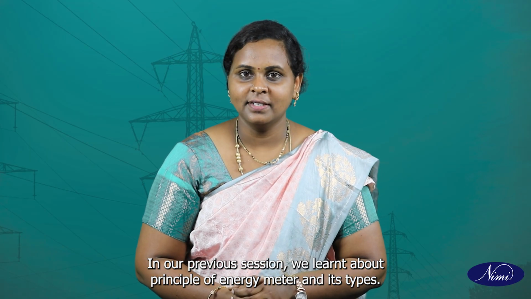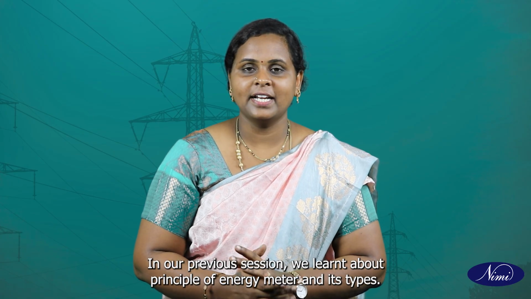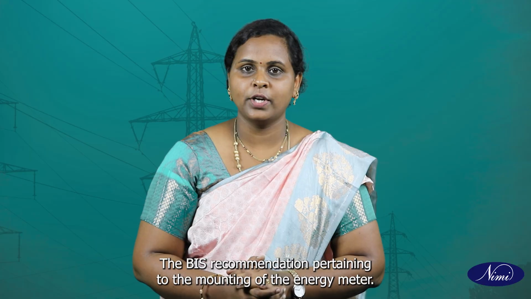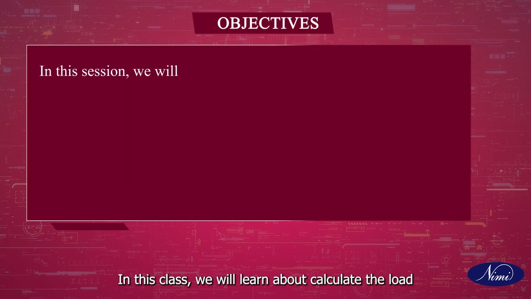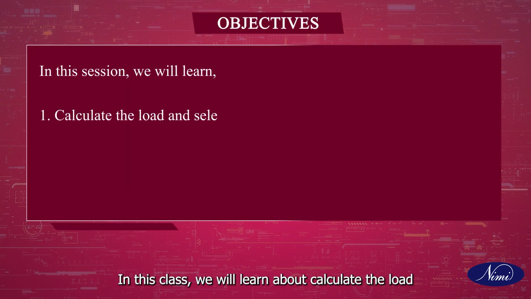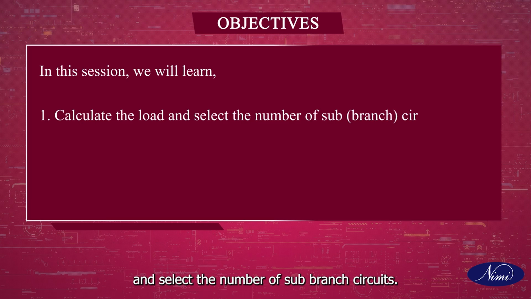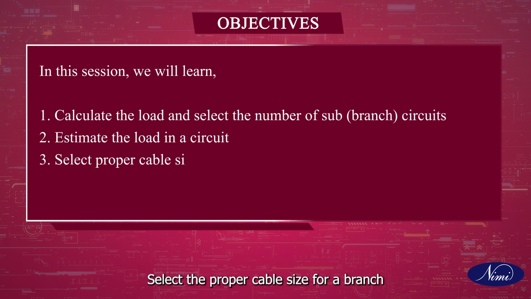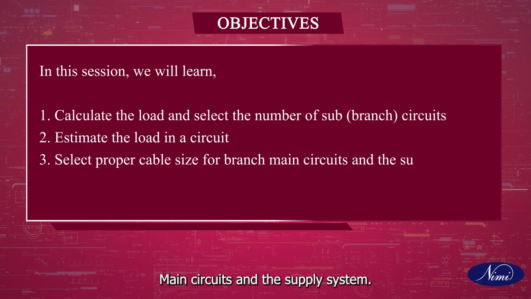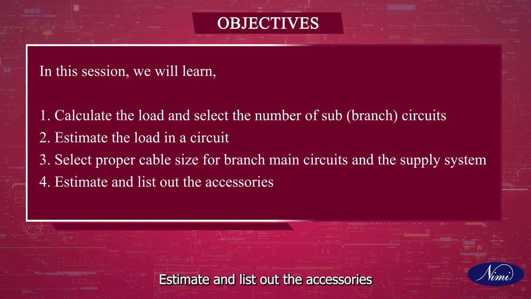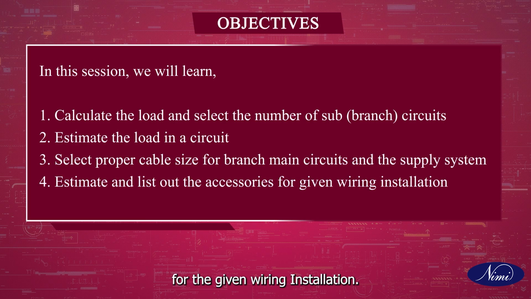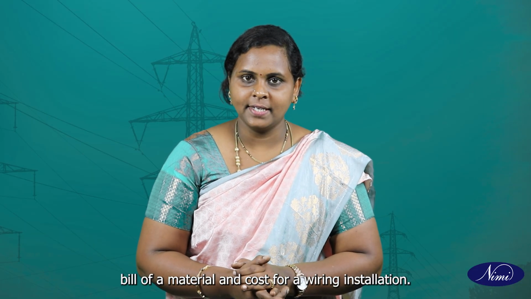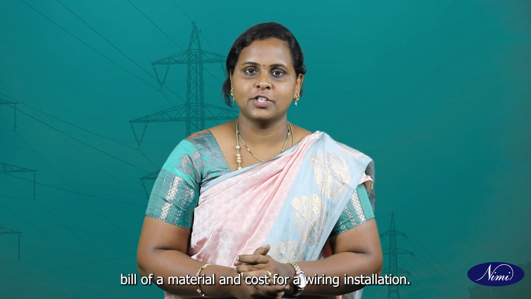In our previous session, we learnt about the principle of energy meter and its types, and the BIS recommendation pertaining to the mounting of the energy meter. In this class, we will learn to calculate the load and select the number of sub-branch circuits, estimate the load in the circuit, select the proper cable size for branch main circuits and the supply system, and estimate and list out the accessories for the given wiring installation. Estimation of load, cable size, bill of material and cost for a wiring installation.